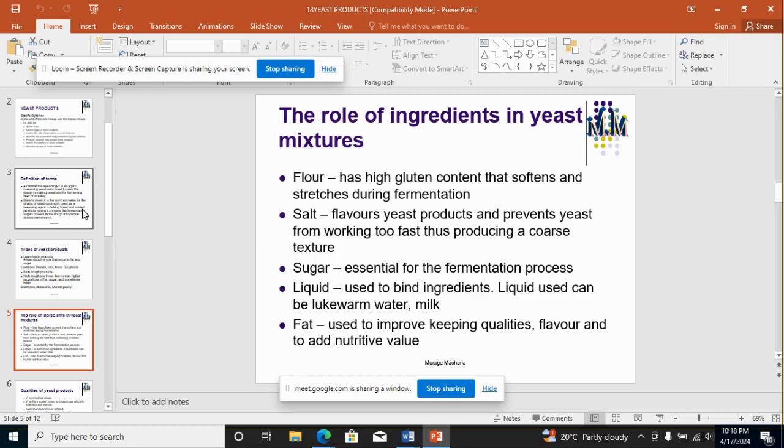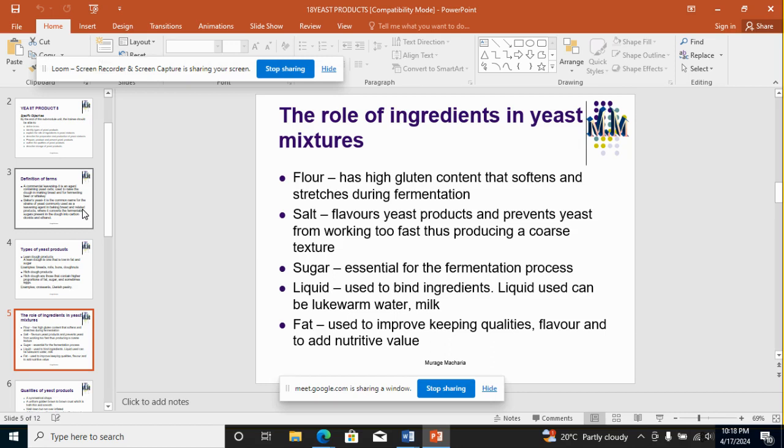For the flour, it has high gluten content that softens and stretches during fermentation. In other words, we can say that flour is the main ingredient that forms bulk when it comes to making yeast products. Then we have salt. Salt helps in adding flavor, but you should not add salt directly to the yeast, because they don't work properly when you add it directly. So you should make sure that when you are mixing, you add your salt to the flour, and then sugar and yeast, you add them separately. We will see that when we come to our practical lesson.